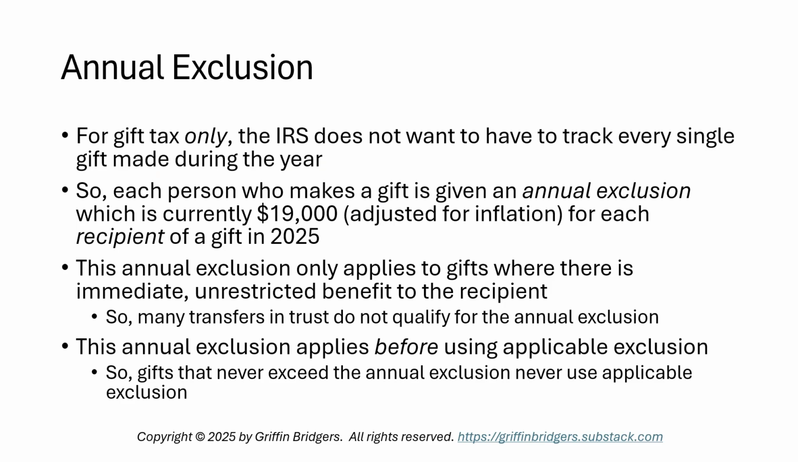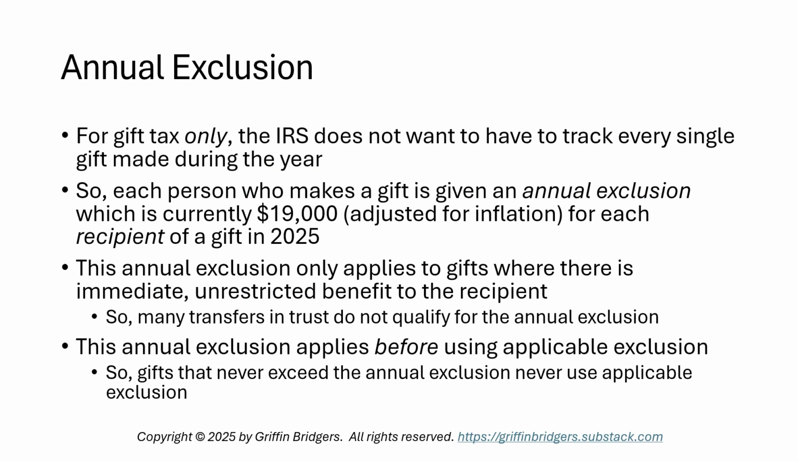Now, what the annual exclusion says is that for each person who makes a gift, they get, for each recipient, an annual exclusion of up to $19,000. It can't be more than the amount of gifts during the year. That amount is adjusted for inflation. That inflation adjusted amount in 2025, again, is $19,000.